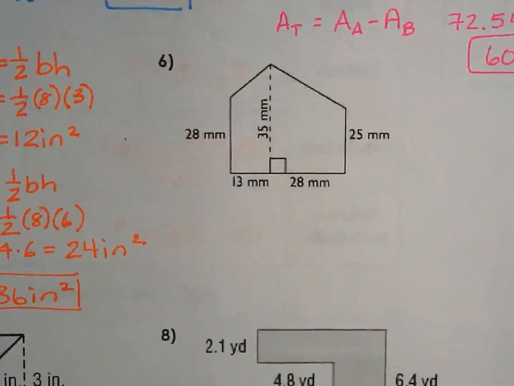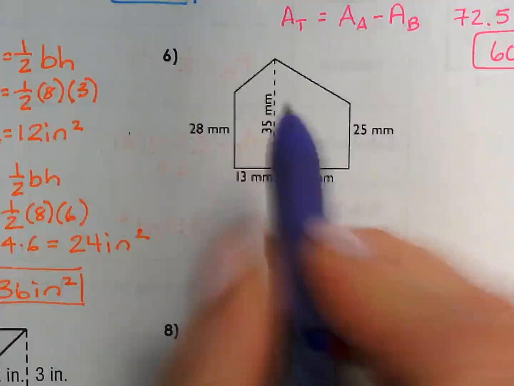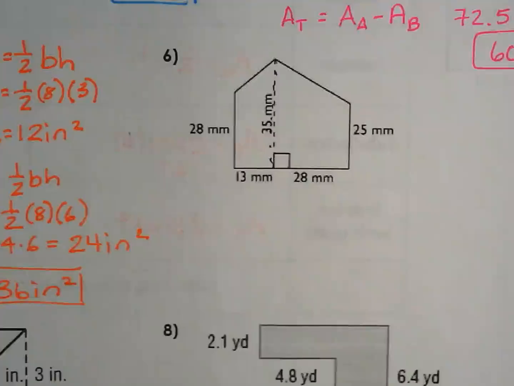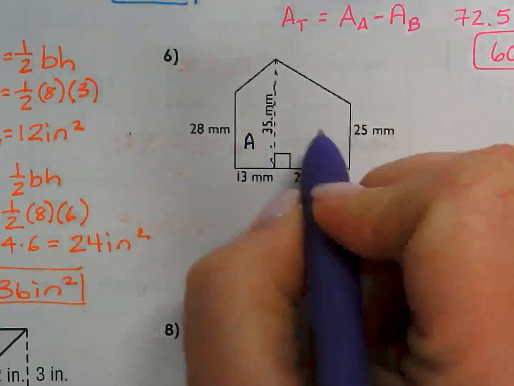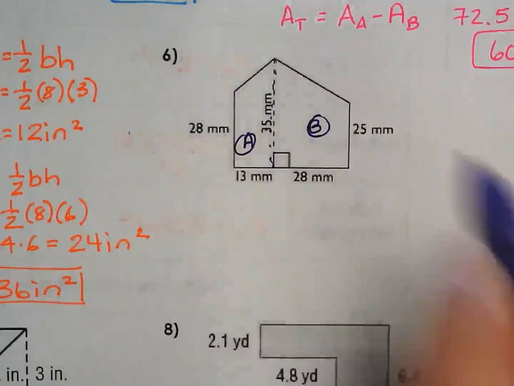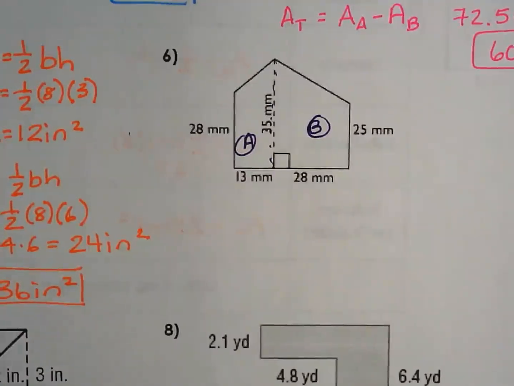Question number 6, I'm going to break this into 2 trapezoids because we do have formulas for that, but you could also break it up in different ways. I think this is your best bet, so they've already kind of broken it for you. This is going to be my A, and this is going to be my B. Now remember the formula for the area of a trapezoid. We're going to take the average of the bases and then multiply it times the height.